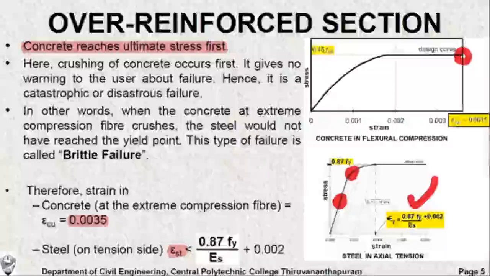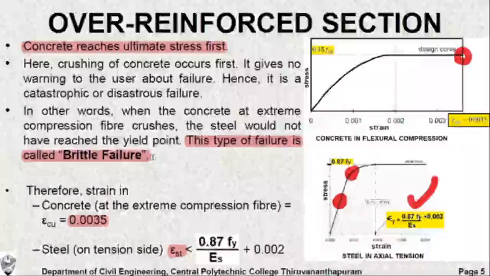Suddenly the concrete section is crushing down, and this is very dangerous, and we call such a type of failure a brittle failure. It is generally catastrophic or disastrous in nature. None of the beam sections or slab sections should become an over reinforced section. An over reinforced section is never going to be designed. We should never have an over reinforced section.